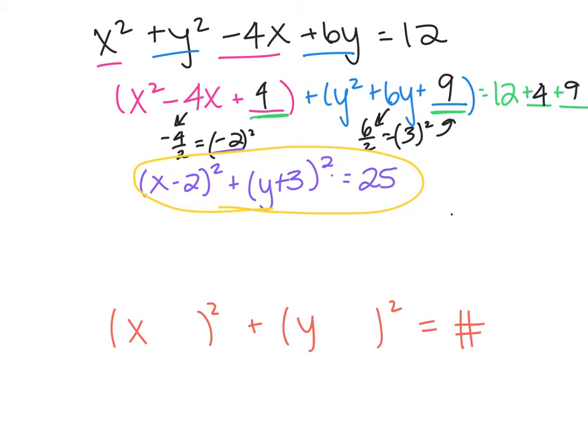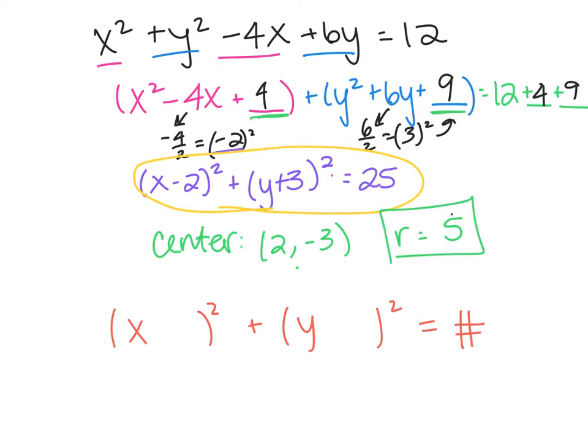And again, the reason we want that is because now we can see our center is at +2, -3, and our radius is the square root of 25, which is 5. So the whole goal is to use completing the square to get this equation in the form on the bottom so we can easily pull out the center and the radius.